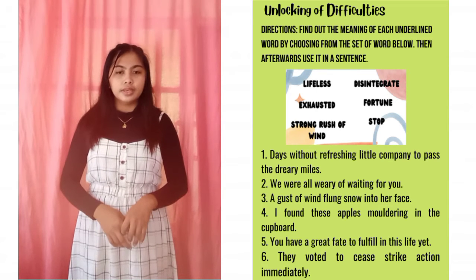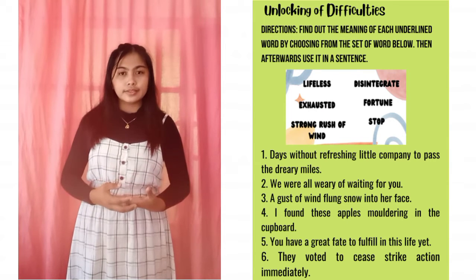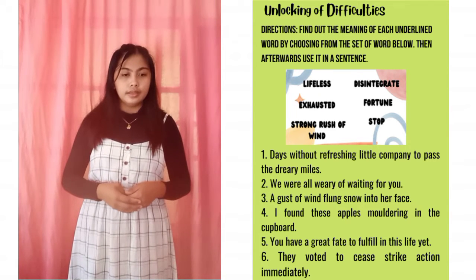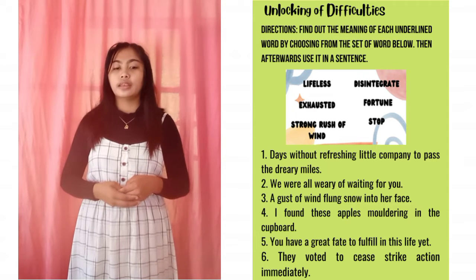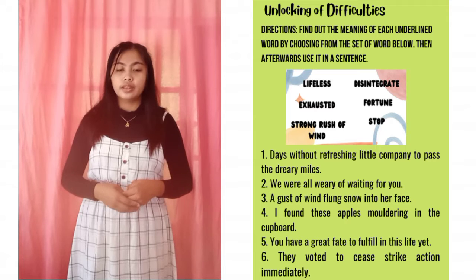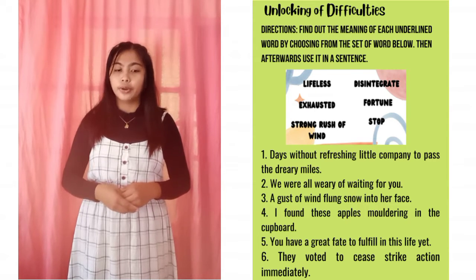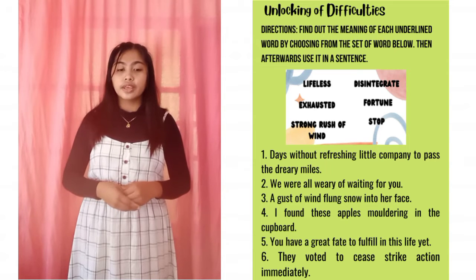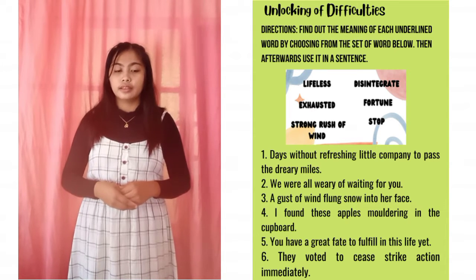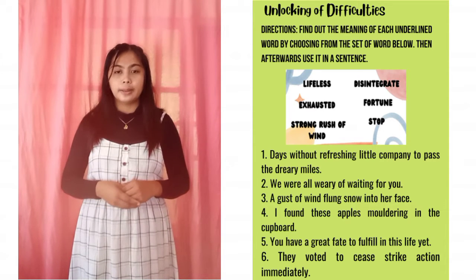Directions: Find out the meaning of each underlined word by choosing from the set of words below. Then afterwards, use it in a sentence. Number 1: Days without refreshing little company to pass the dreary miles. Number 2: We were all weary of waiting for you. Number 3: A gust of wind flung snow into her face. Number 4: I found these apples smoldering in the cupboard. Number 5: You have a great fate to fulfill in this life yet. Number 6: They voted to cease strike action immediately.